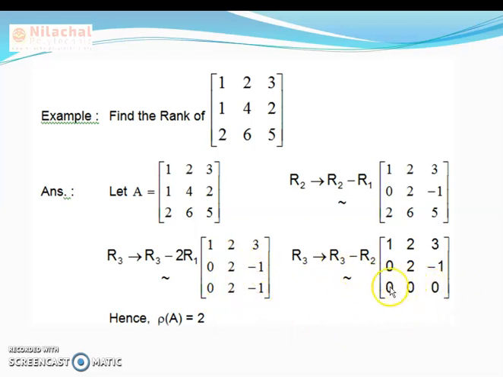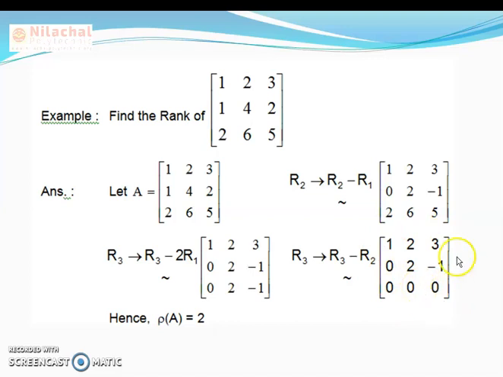So our main target was that these three elements must be 0, and we have reached it and obtained our upper triangular matrix. Now you can say this is a triangle form: 1 2 3, 0 2 minus 1, 0 0 0. This triangle is created in the upper side of the matrix, so it is known as an upper triangular matrix. Your focus is to convert your question into an upper triangular matrix. Clear? Now, to find the rank, you have to count the non-zero rows.